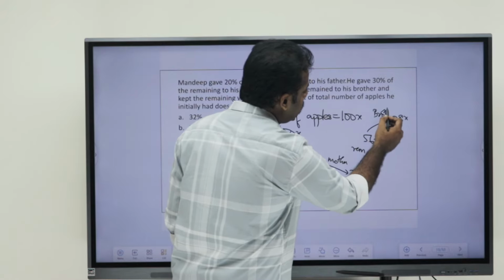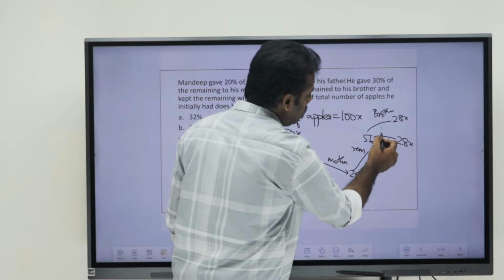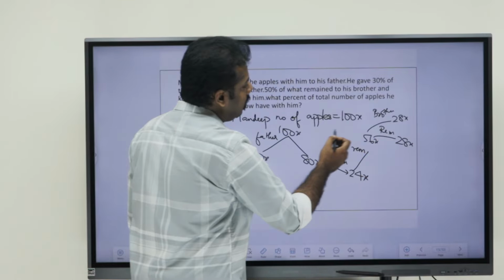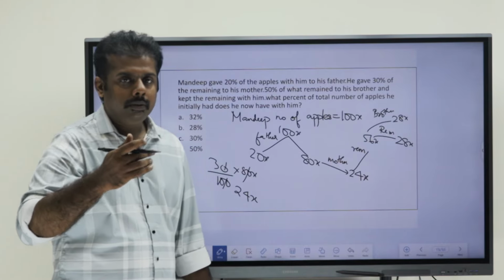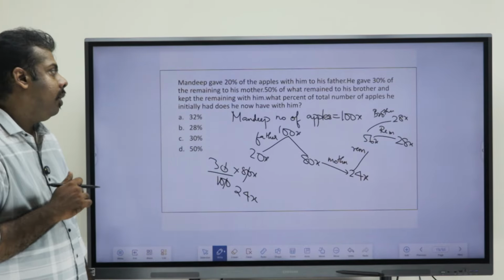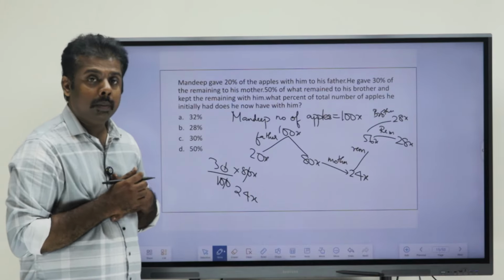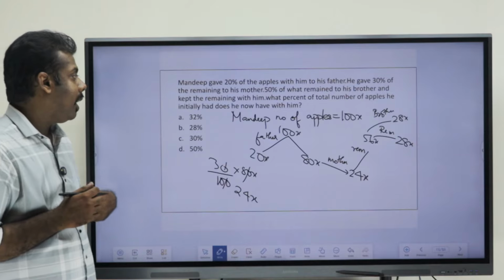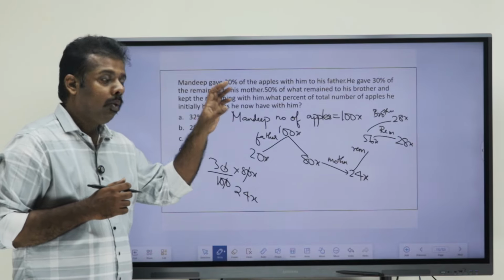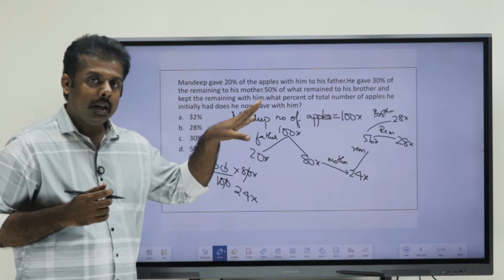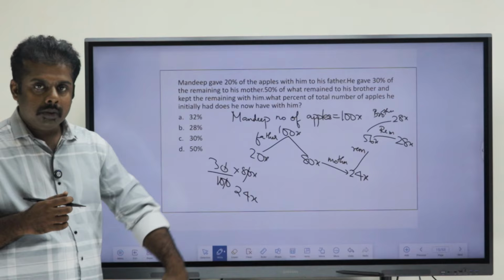Now what is remaining with him? We can say it is 28x itself. So this is what is remaining after he has given his share of apples to his father, mother and brother. Now what is the last question that they have asked? What percentage of the total number of apples he initially had does he now have with him? So if we compare, how many apples does he have now? 28x. What did he initially have? 100x. So in percentage we have to talk.